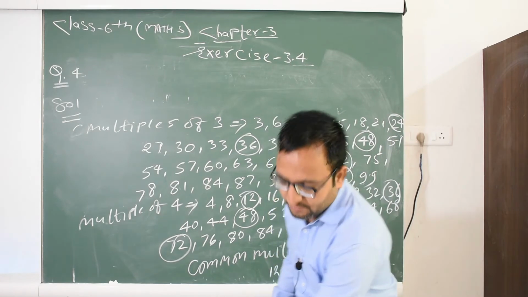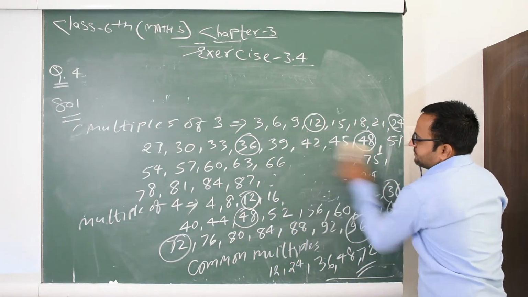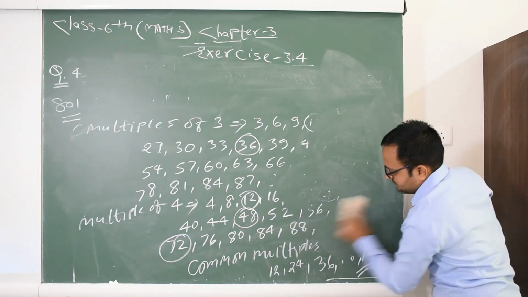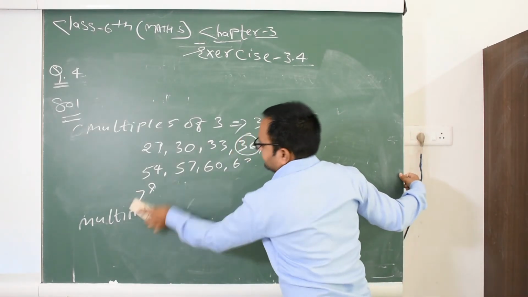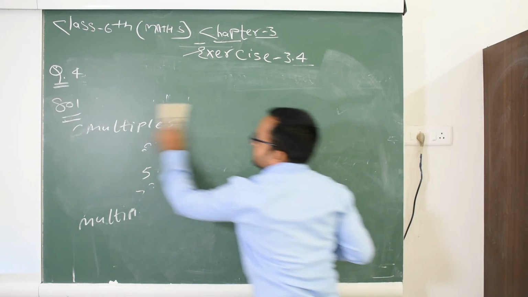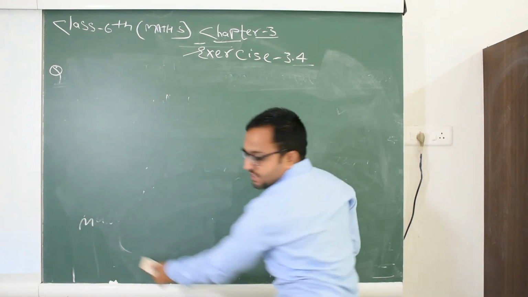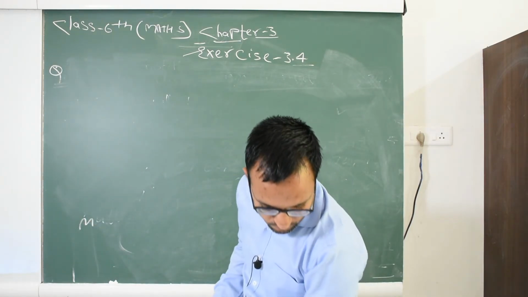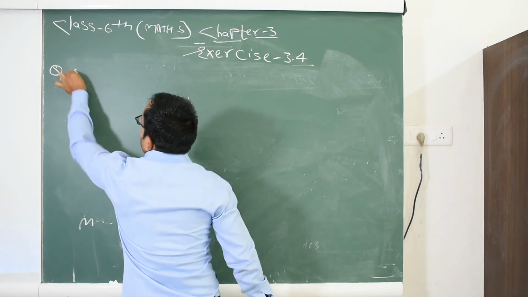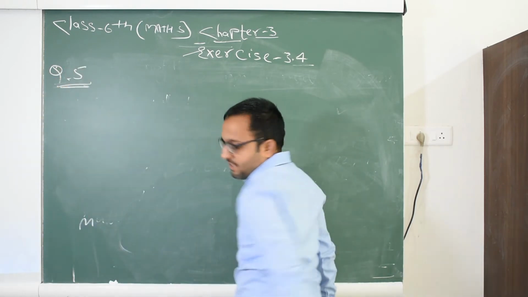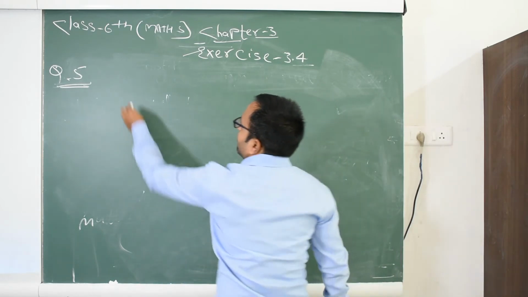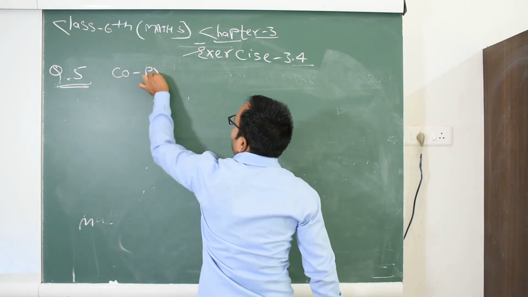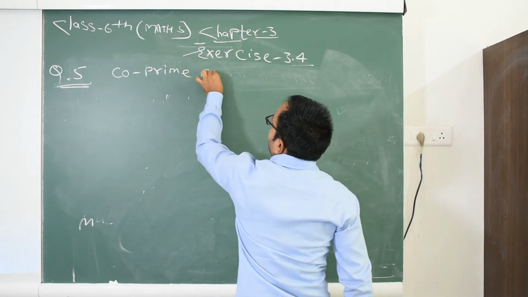And now we discuss the next question. Question number 5: which of the following numbers are co-prime? Now we find co-prime numbers.